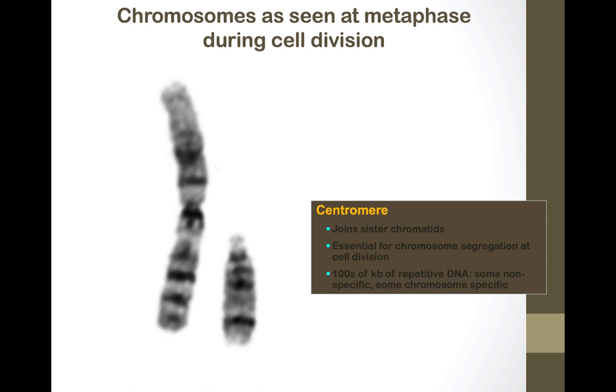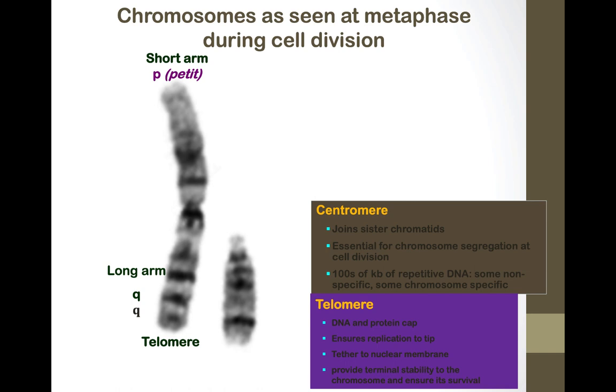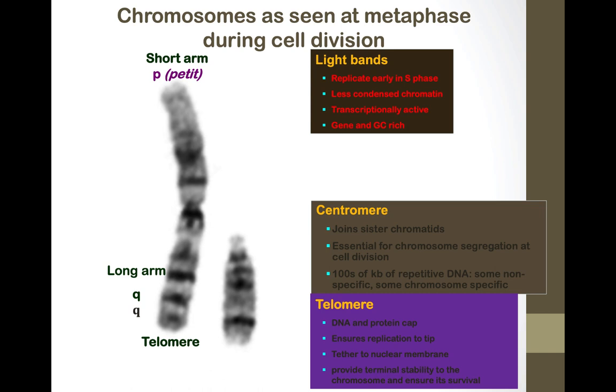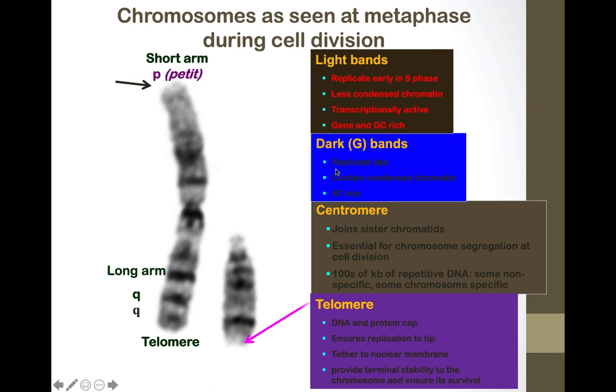So the short arm and the Q arm. The telomere, a DNA and protein cap, ensures replication to the tip, is tethered to the nuclear membrane, and provides terminal stability to the chromosome. And then you have the light band, which replicates early, is GC rich, and is transcriptionally active, obviously. Less condensed chromatin, of course, I want more access to this area. And conversely, G banding will be different.